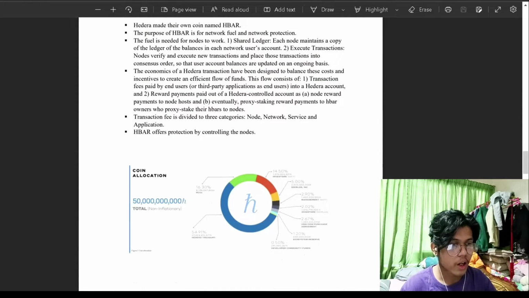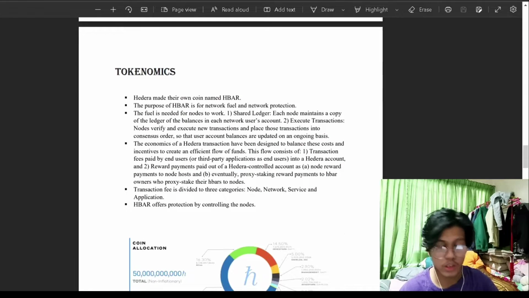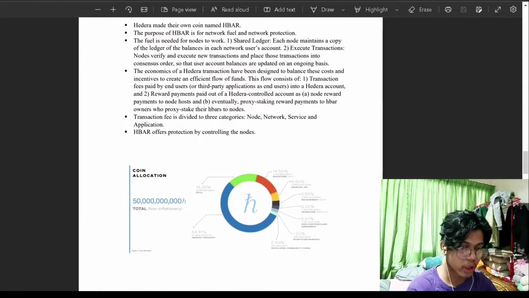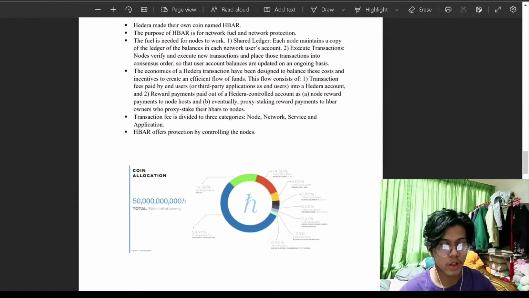Okay, so we go back to this. After the sentences, as always, I will put an image that summarizes how, in this case, the tokenomics works. You can see the coin allocation of HBAR, 50 billion HBAR total, non-inflationary. What that means is there will be no more HBAR, 50 billion, that's it. If HBAR succeeds in the future, and let's say 1 billion humans use HBAR, then that is 50 HBAR for each human. Is that enough?